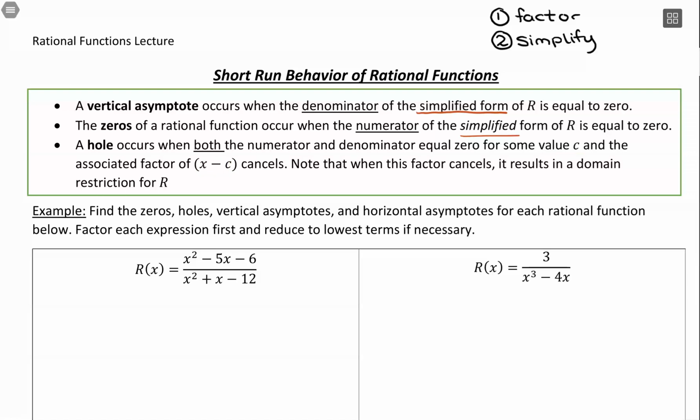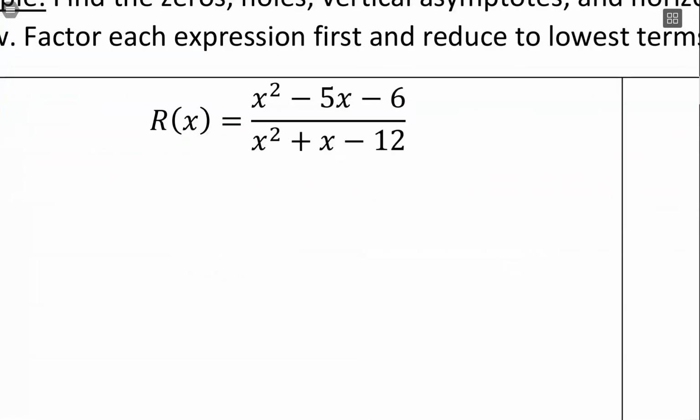So let's look at some examples here. So we're going to look at the zeros, holes, vertical asymptotes, and then we're also going to throw in some practice with our horizontal asymptotes in here as well. So first thing we want to do is factor. So we'll need to refresh those factoring skills. So with these, we can just factor directly, and same thing for the denominator.